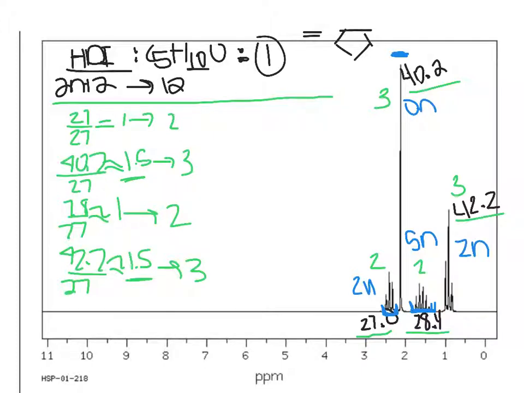In addition, if we look at this first peak right here, this first set of peaks, that's in the 2.0 to 2.5 parts per million range, which is actually probably suggesting that these hydrogens are next to a carbonyl group.